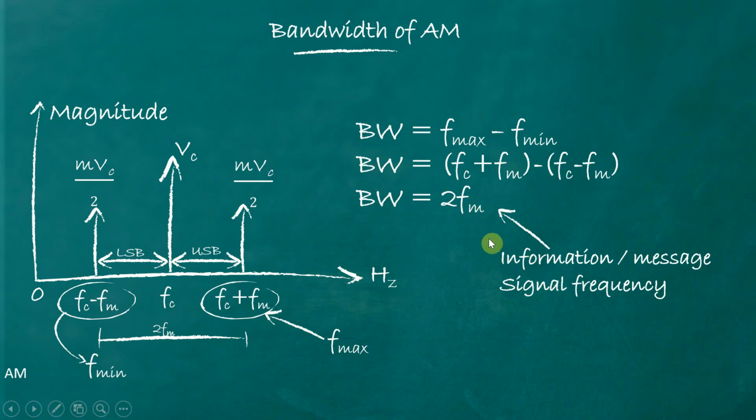Here fm is the frequency of the information signal, or baseband signal, or message signal. So the bandwidth of an amplitude modulated signal is given by twice fm. Remember this, it is an important formula, where fm is the frequency of the modulating signal or baseband signal.